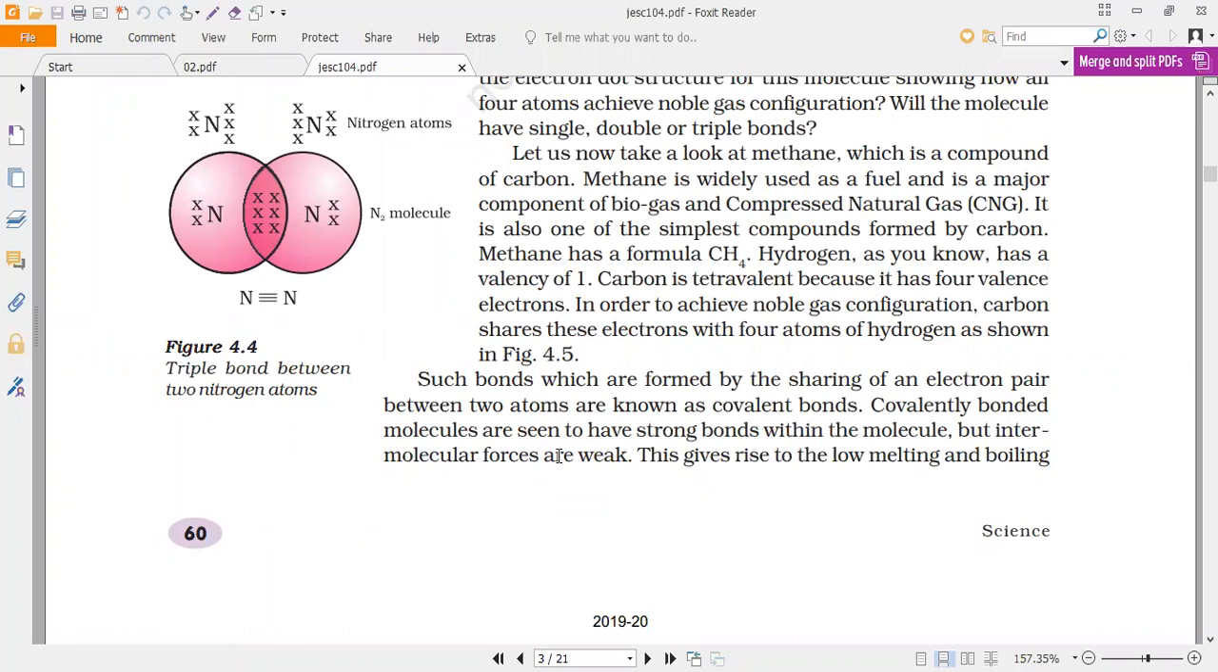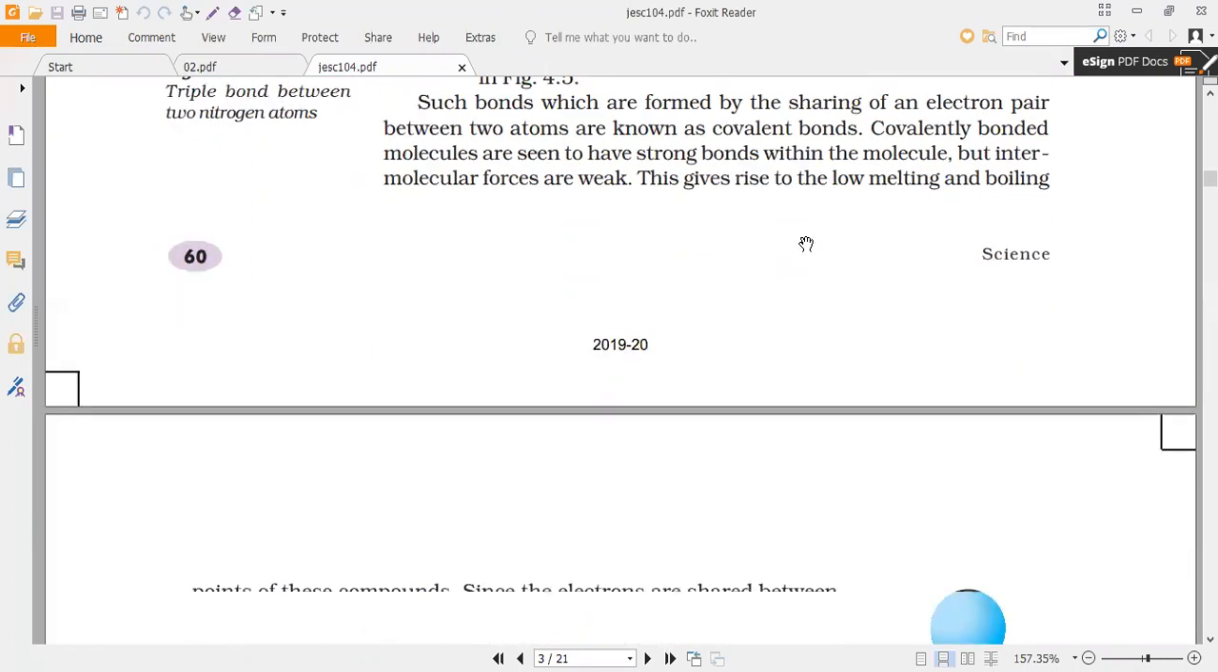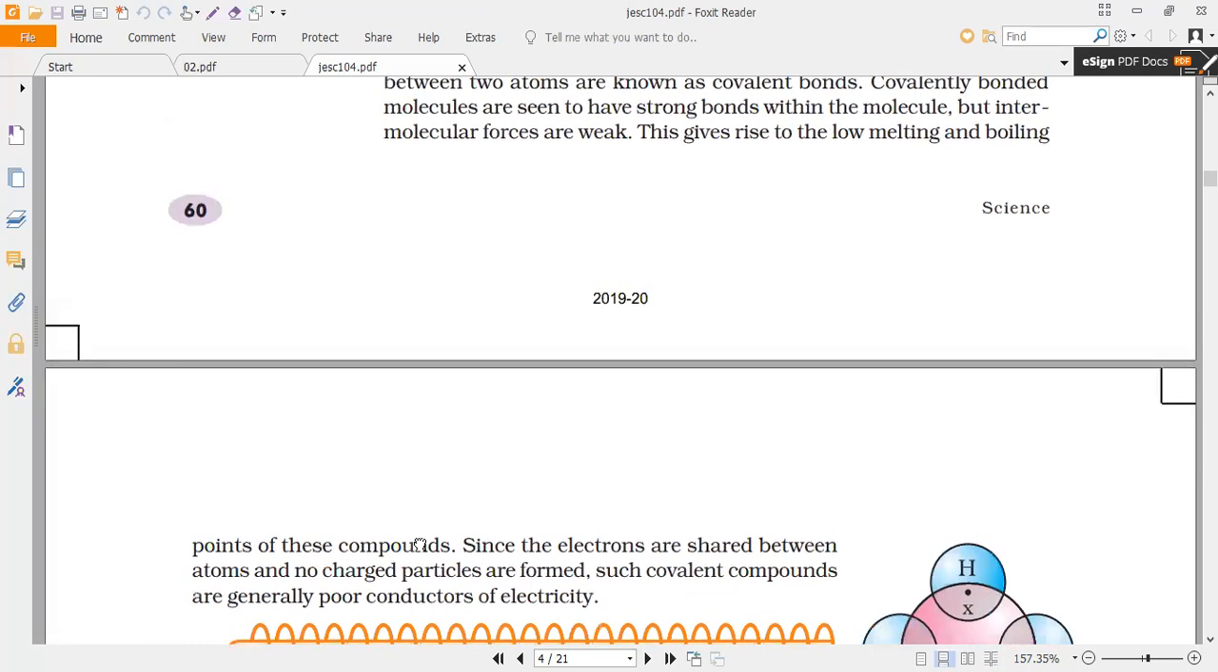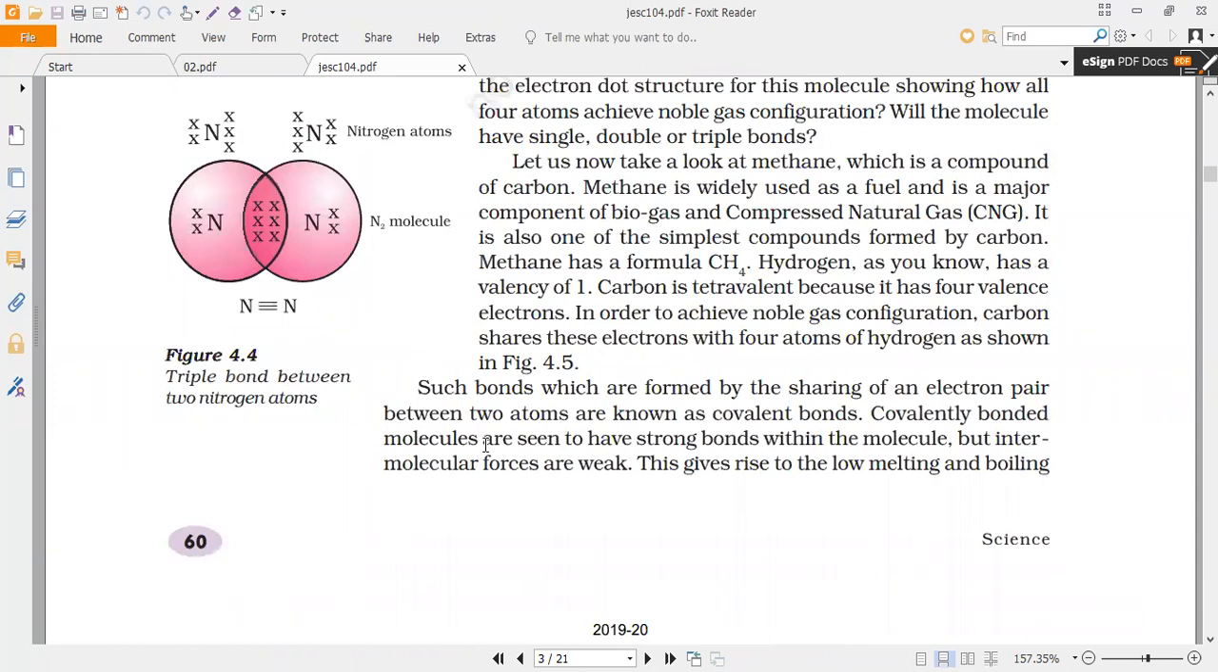They seem to have strong bonds within the molecule, but the force of attraction between the molecules, that force of attraction we call intermolecular forces. Are they weak or strong? They are weak. That is why they give rise to the low melting and boiling points of these compounds. That is the reason why covalent molecules have low melting and boiling points: the intermolecular forces are very weak, even though the bonds within the molecule are strong. You understand, everybody? So these are the general properties. Of course, for solubility alone, some covalent compounds will dissolve in water, but most probably they will not. So that is what you have to remember.